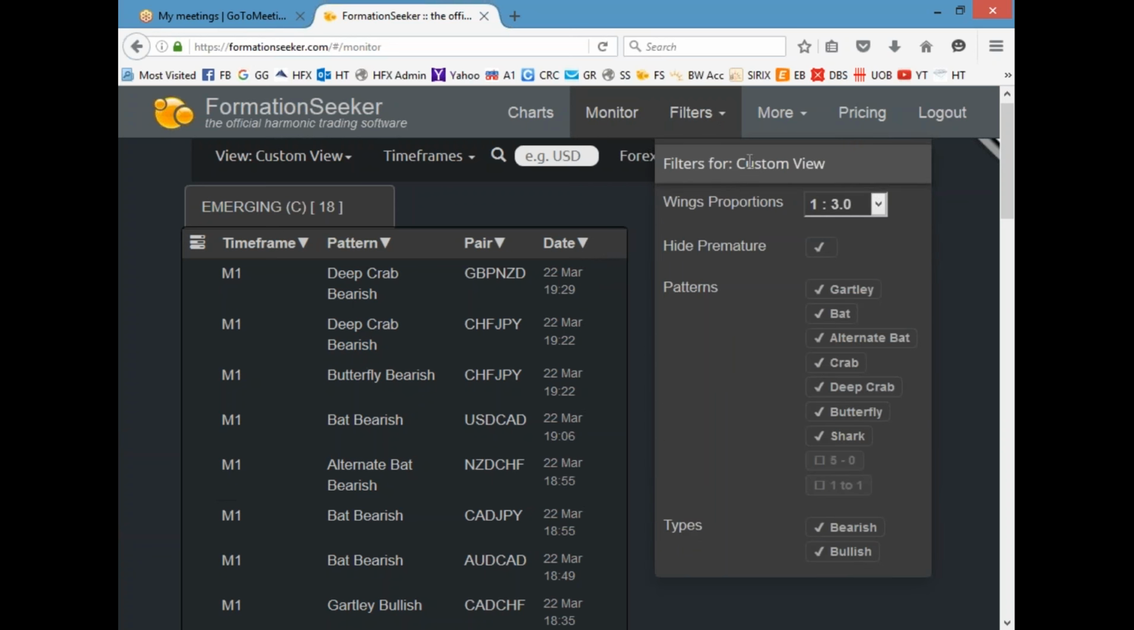And let me see, what else can I do? Okay, here you can do filters. If you don't like a particular pattern, which is unusual, you should like all patterns, because all patterns are trading opportunities for you. So you can select what patterns you want.